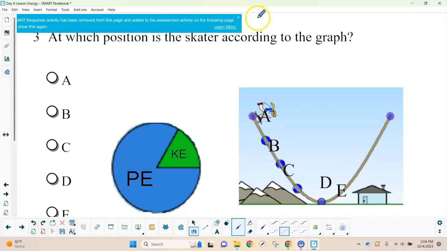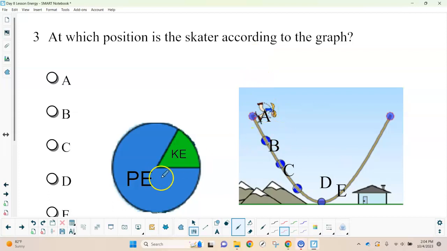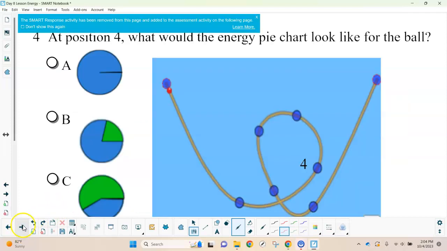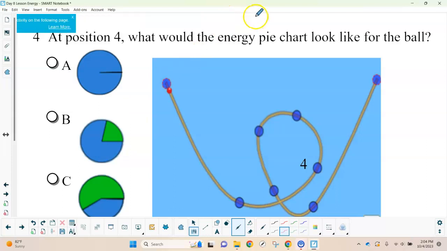Another one, what position is the skater at in this one? This one's mostly potential energy and a little bit of kinetic, so I think that's going to be B. We talked about that's the last one that we haven't talked about in those positions. Again, you can represent energies with pie charts. You can represent it with bar charts. It doesn't really matter. All right, so let's try this one.